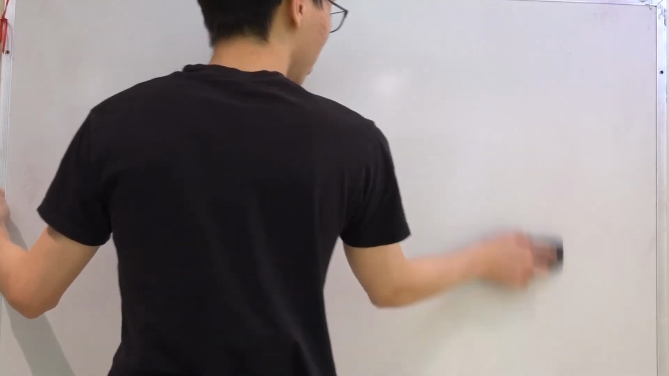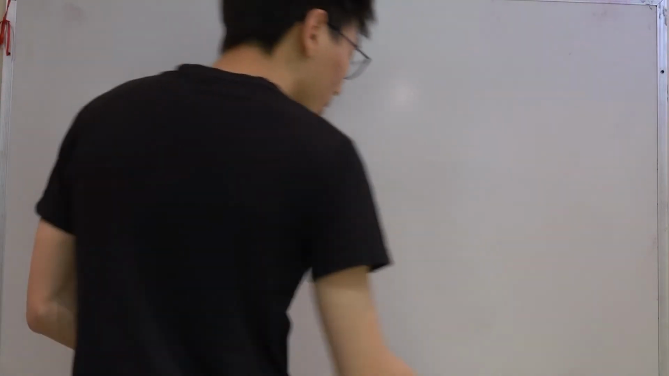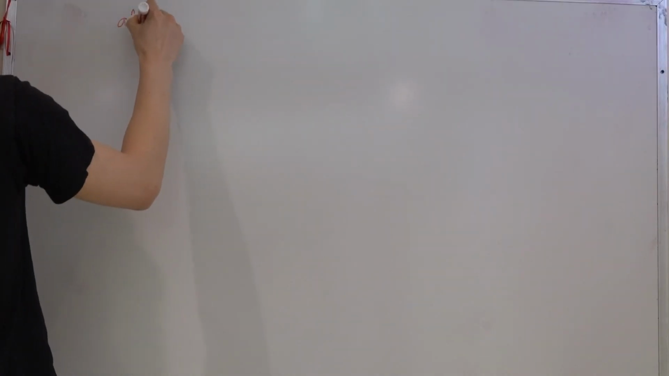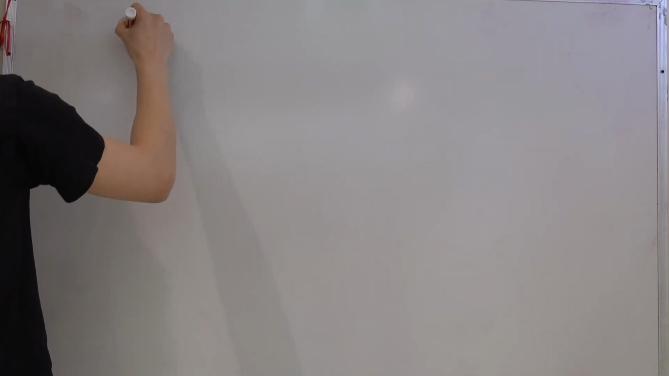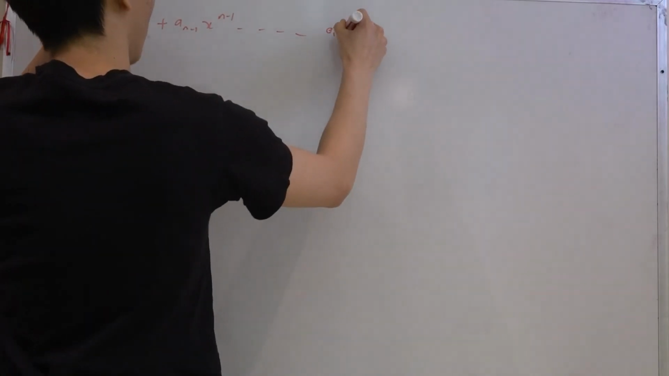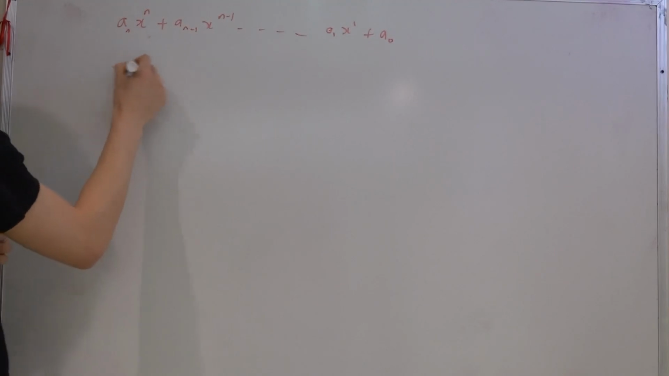So first what I'm going to do is write a polynomial in factored form. What that means is that my polynomial, remember, a polynomial looks like a_n x to the n plus a_(n-1) x to the n minus 1. There's a bunch of terms, then you get a_1 x plus a_0, right? I can factor this.